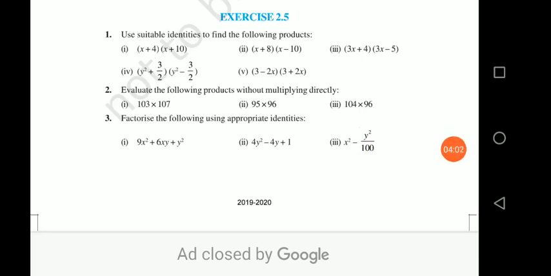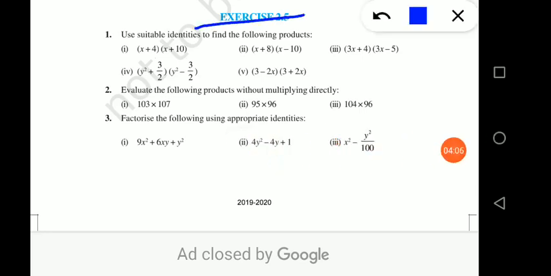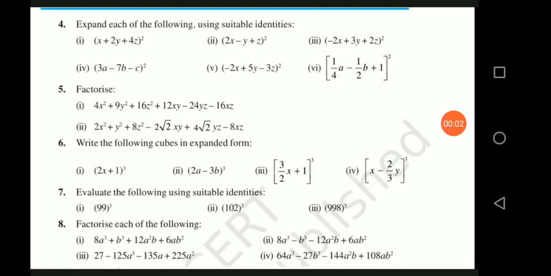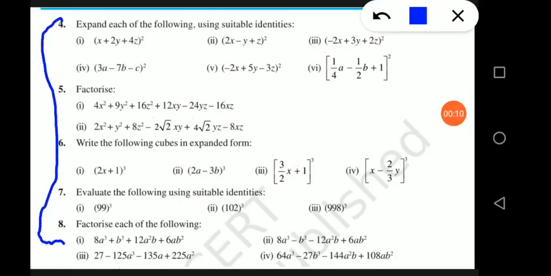Students, already we have started solving exercise 2.5 of your NCERT books. Few of the questions also we have solved, like question 1, 2, 3, 4, question 5, 6, 7 and 8. Till 8 we have already completed from the NCERT book.